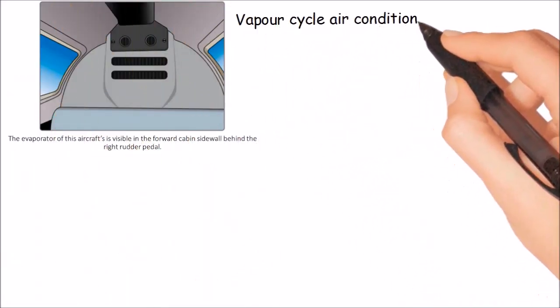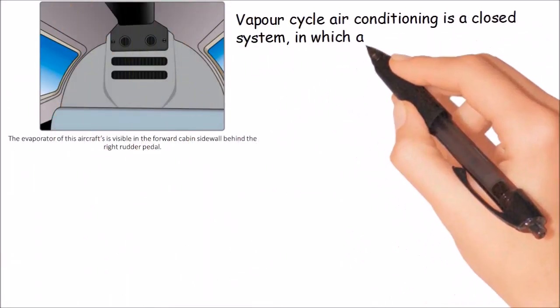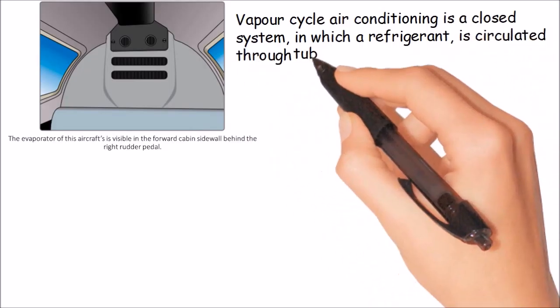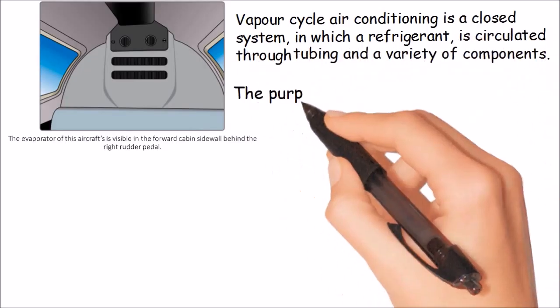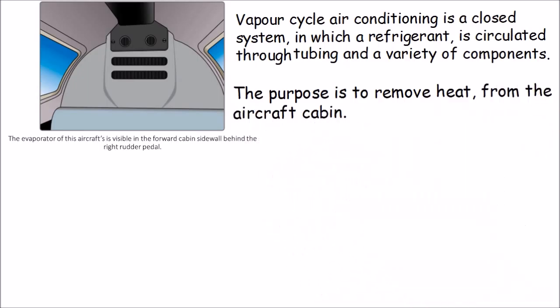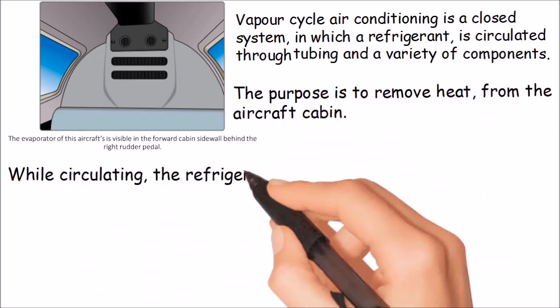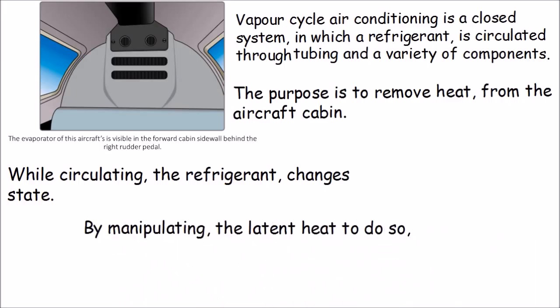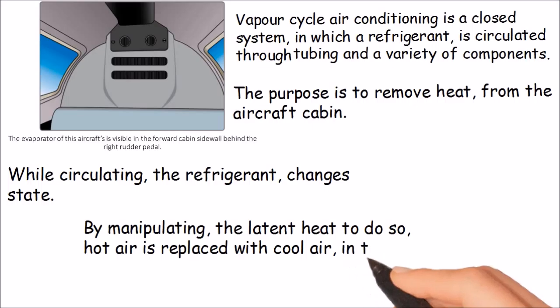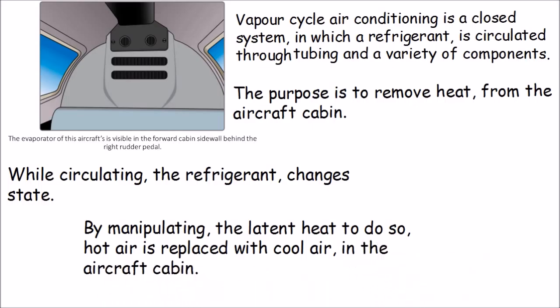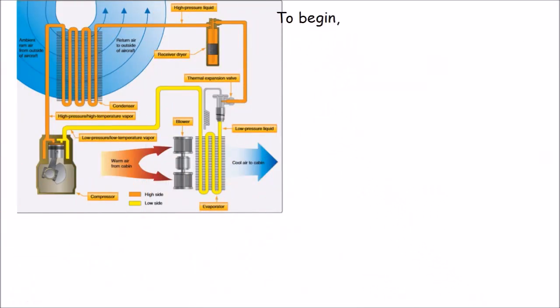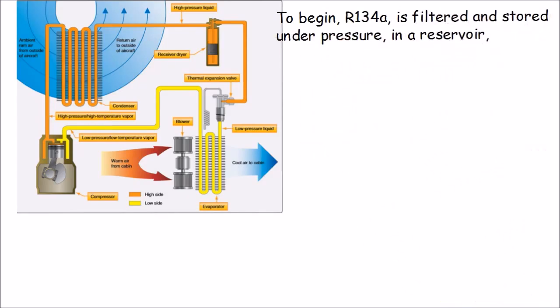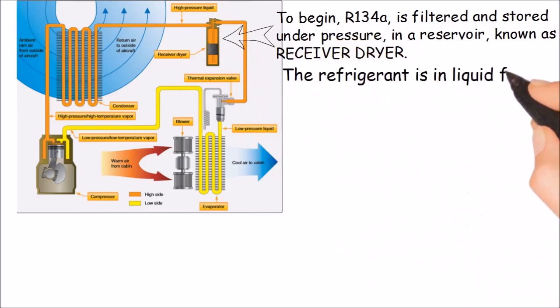Vapor cycle air conditioning is a closed system in which a refrigerant is circulated through tubing and a variety of components. The purpose is to remove heat from the aircraft cabin while circulating. The refrigerant changes state by manipulating the latent heat to do so. Hot air is replaced with cool air in the aircraft cabin. To begin, R-134A is filtered and stored under pressure in a reservoir known as receiver dryer. The refrigerant is in liquid form.